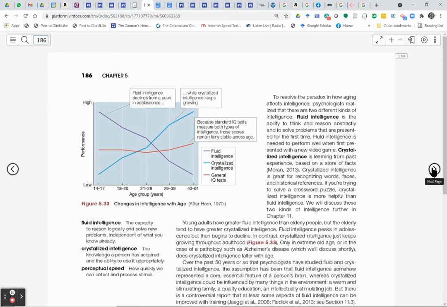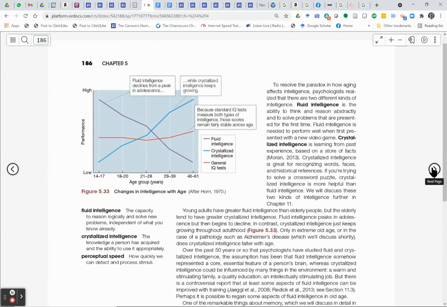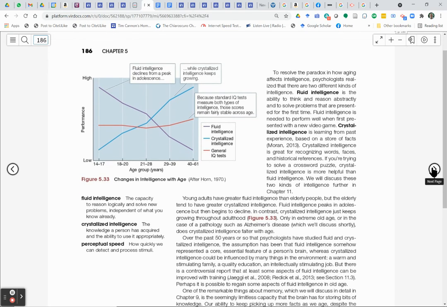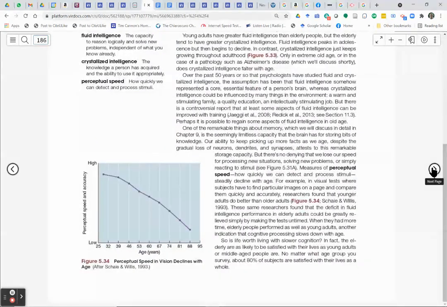And this is neat about intelligence. I've read books on intelligence testing, and I'm a fan. Notice that general IQ test scores are pretty stable across those age ranges. But look at fluid intelligence, down and down and down. You process things more slowly. But look at crystalline intelligence. Oh boy, do I know stuff, and I'm still accumulating it. And there's perceptual speed and vision declines. Not a pretty picture.